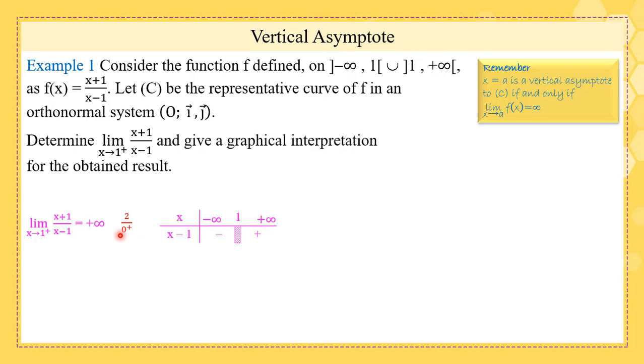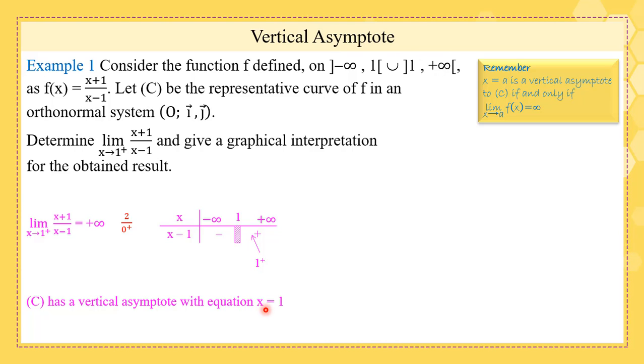and in this case is it 0 plus or 0 minus? Remember, we draw a sign table for x minus 1, opposite sign, and 1 plus means to the right of 1, this is the right of 1, and in this case x minus 1 is positive, so we will have 0 plus. So we can say from here that C has a vertical asymptote whose equation is x equals 1.